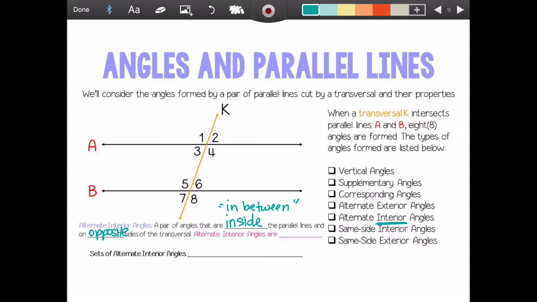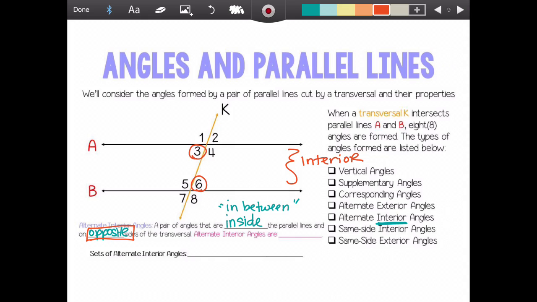So now we're talking about interior, which now, instead of talking about the angles on the outside of the parallel lines, we're talking about the angles on the inside of the parallel lines, the interior ones. So that leads us to look at angles 3, 4, 5, and 6, because they're in between those parallel lines. Now again, the key thing is they're on opposite sides of the transversal. So that means angle 3, if we look on the opposite side, angle 6 is its alternate interior angle.